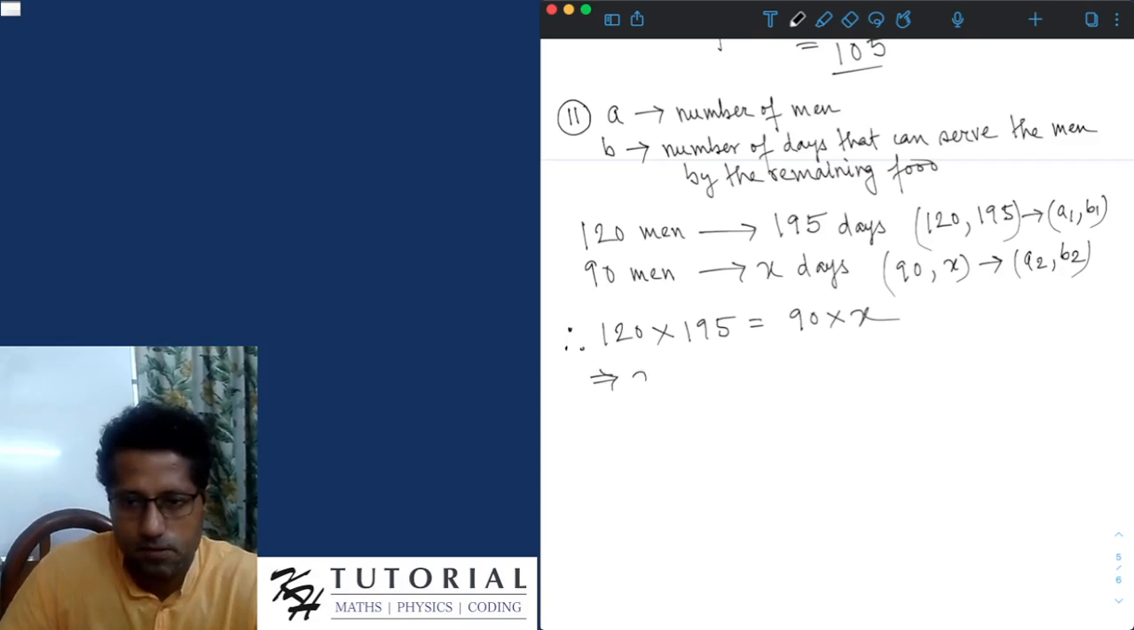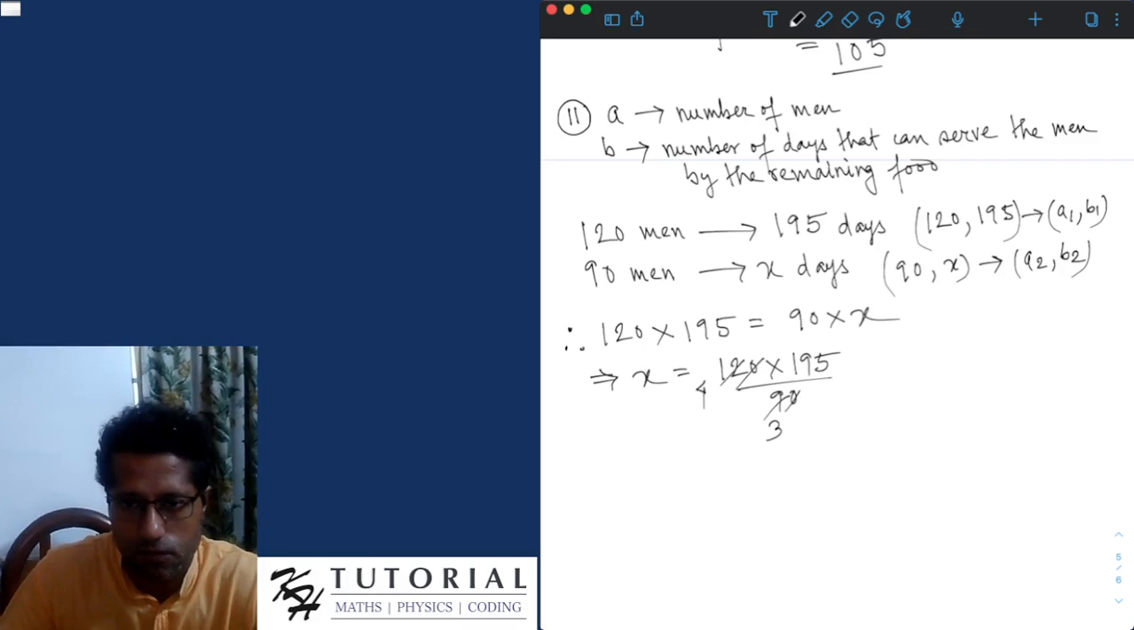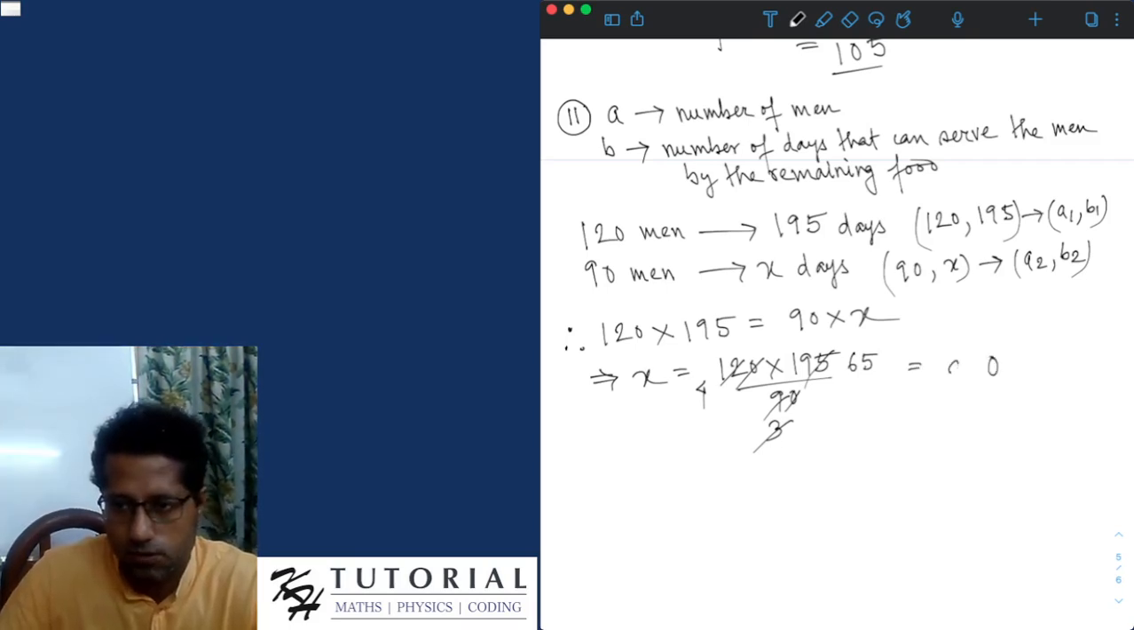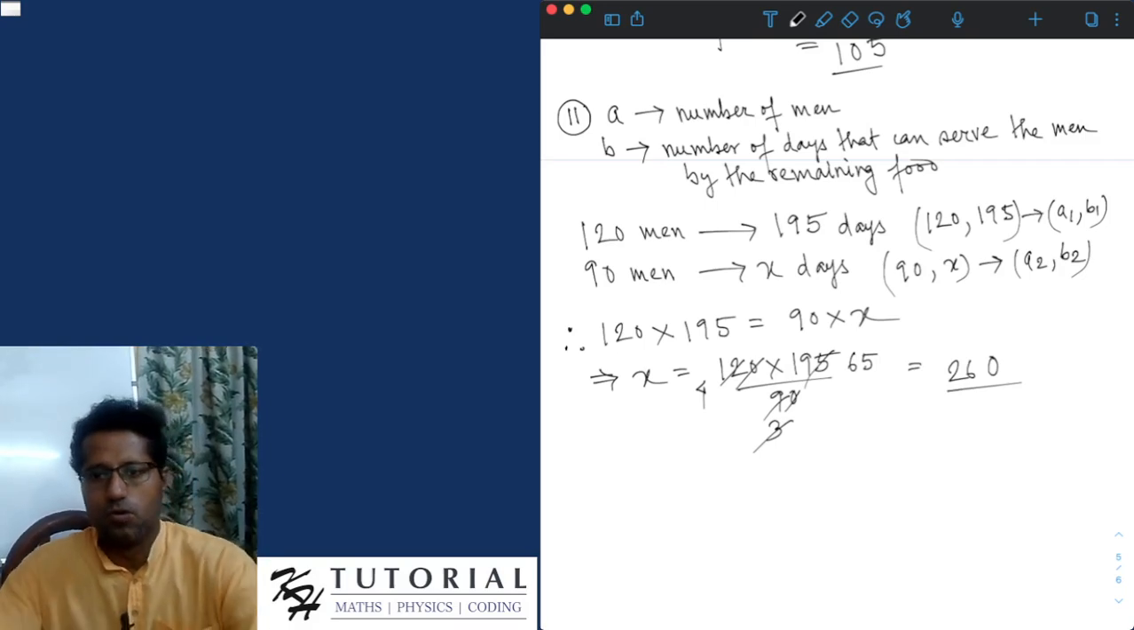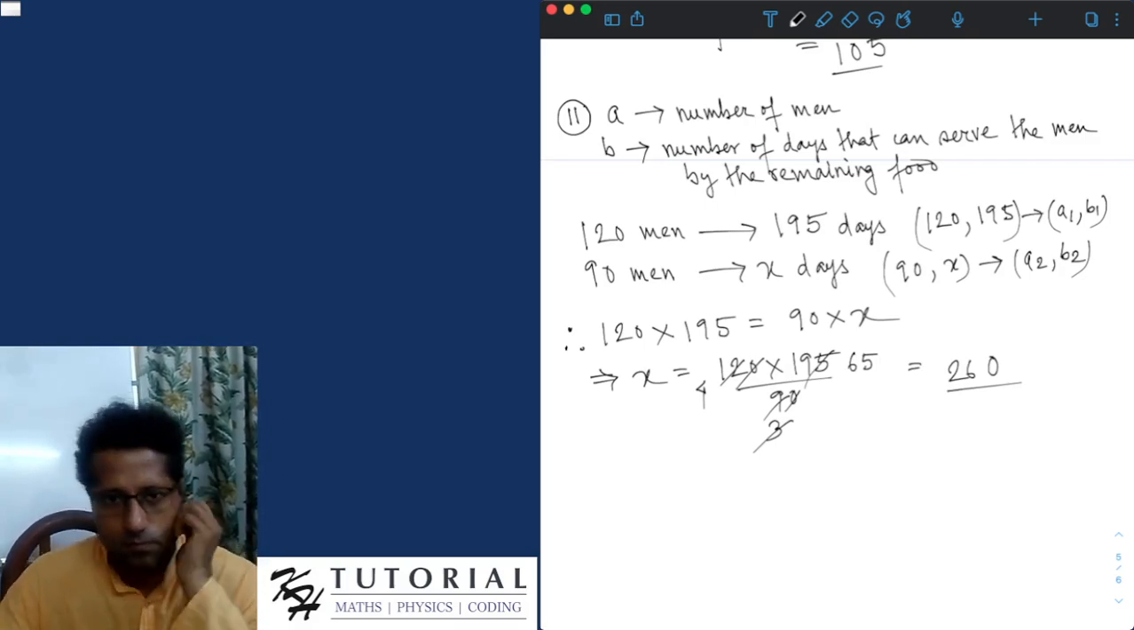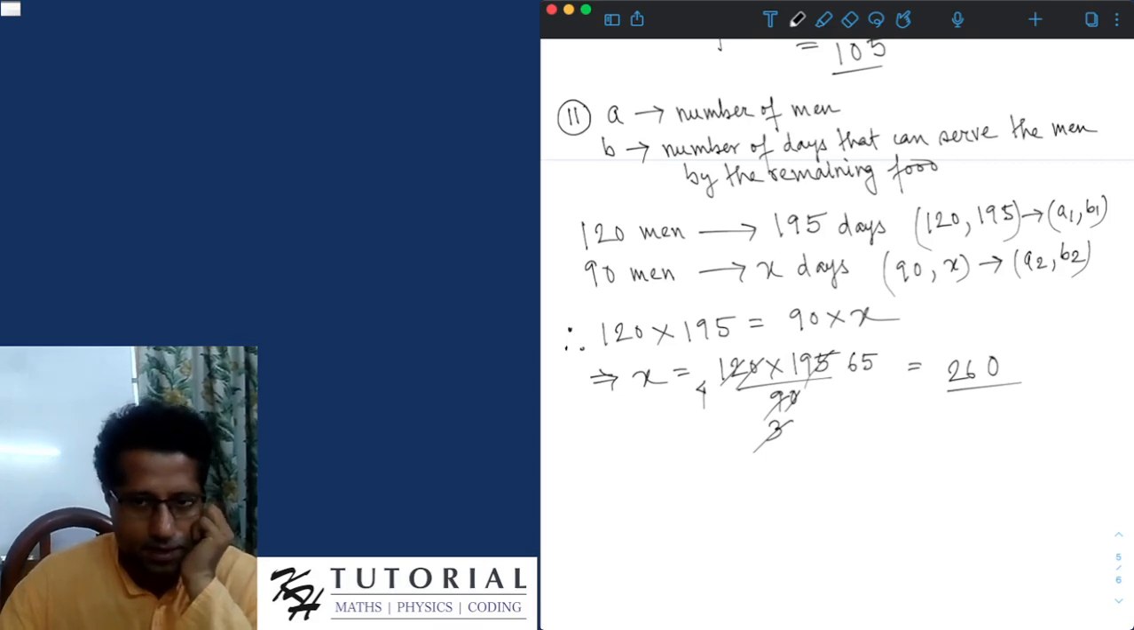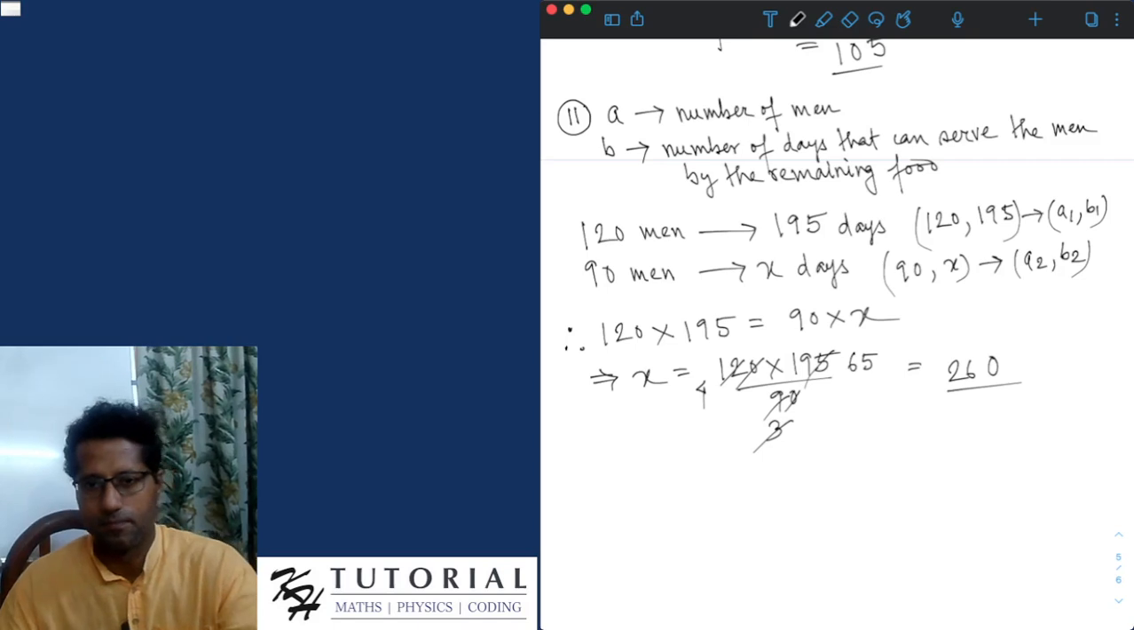This implies x equals 120 multiplied by 195 divided by 90. This is 3, 3, this is 4, and this is 65. So this is 20 and 260. So after 5 days, 30 men died. Then the remaining 90 men will survive for 260 days based on whatever food is remaining.